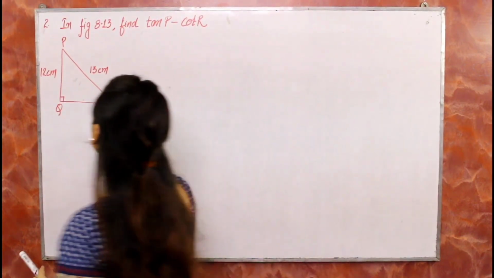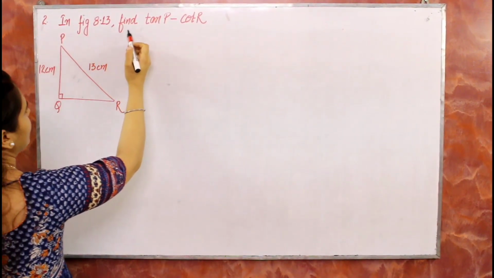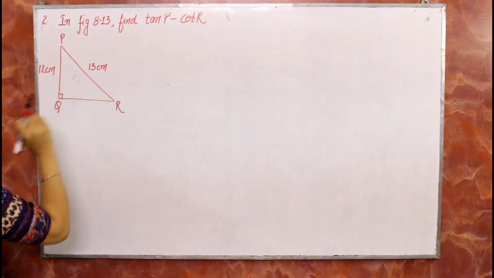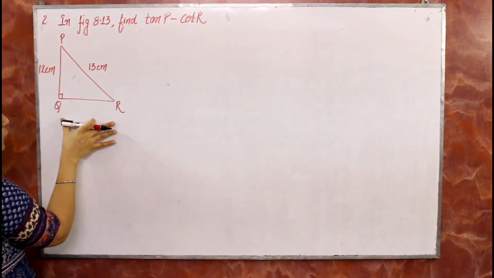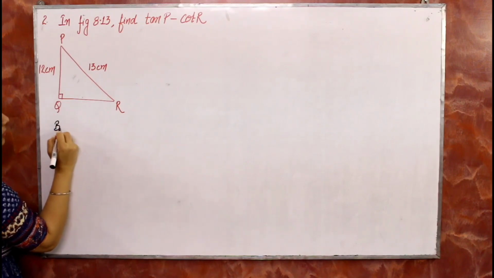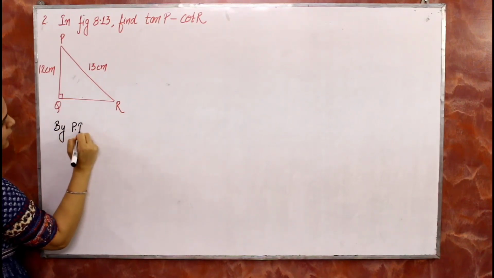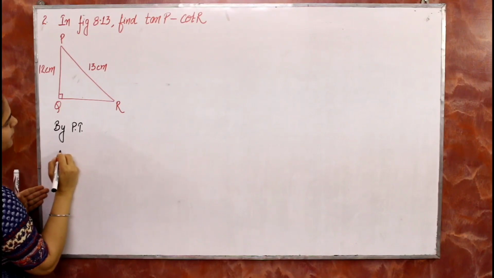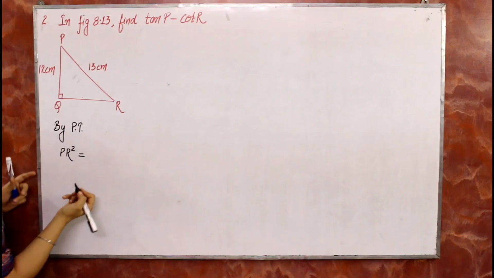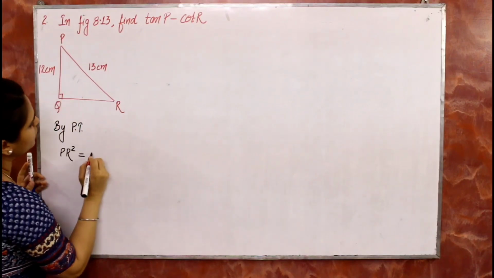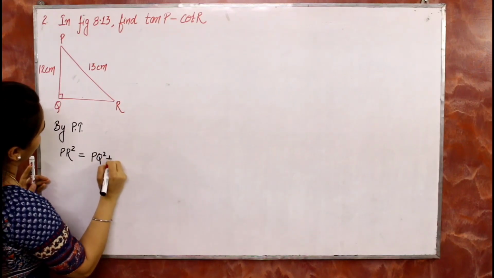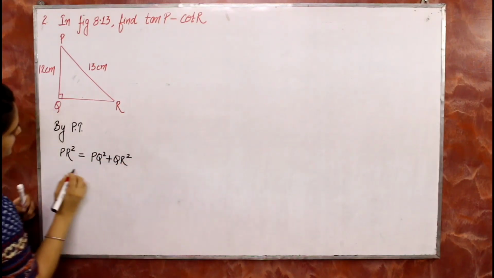Question number 2. In figure 8.13, find tan P minus cot R, and this figure is given to you where we have to find this value QR. By using Pythagoras theorem, we can find the third side of this triangle. So I am using Pythagoras theorem now. Pythagoras theorem is hypotenuse square, which is PR square, is equal to the sum of the squares of the other two sides, PQ square plus QR square.